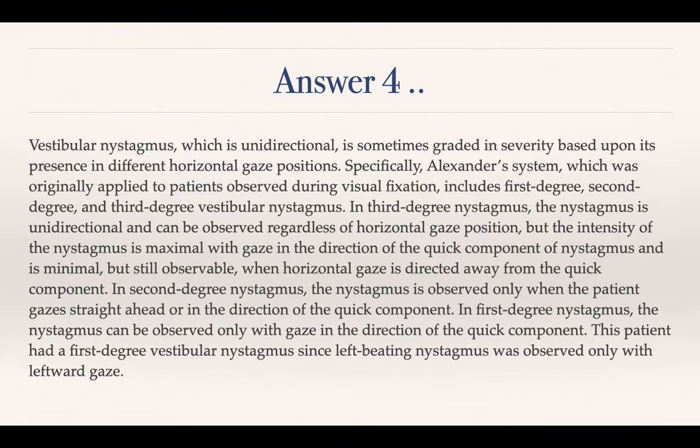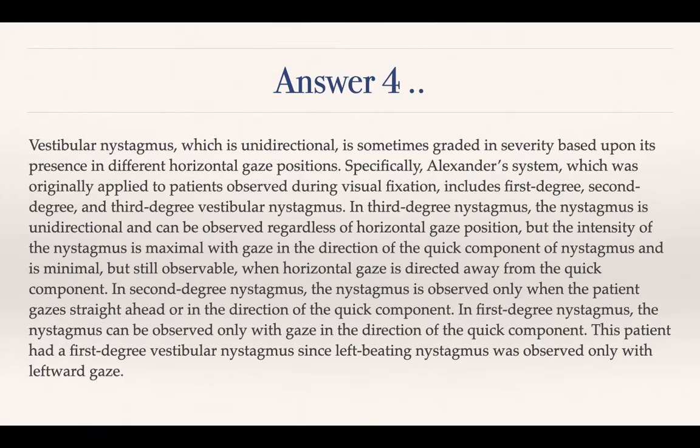Specifically, Alexander's system, which was originally applied to patients observed during visual fixation, includes first degree, second degree and third degree vestibular nystagmus. In third degree nystagmus, the nystagmus is unidirectional and can be observed regardless of the horizontal gaze position, meaning it is present in all the positions. But the intensity of the nystagmus is maximal with the gaze in the direction of the quick component of nystagmus. That means left beating nystagmus will be maximal on the left gaze and is minimal but still observable when the horizontal gaze is directed away from the quick component.